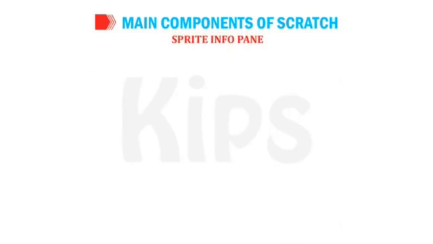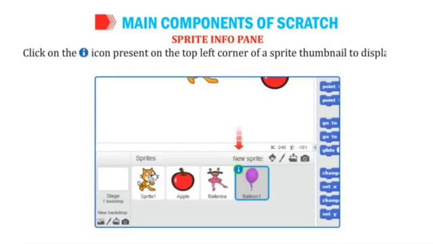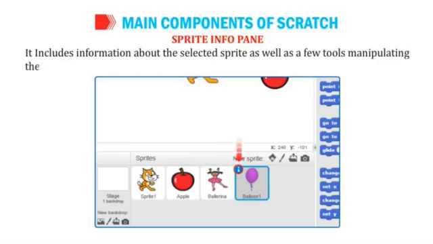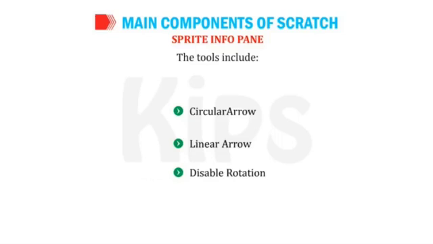Sprite info. Click on the eye icon present at the top left corner of a sprite thumbnail. It includes information about the selected sprite as well as a few tools for manipulating the sprite. The tools include the circular arrow, the linear arrow, and disable rotation.